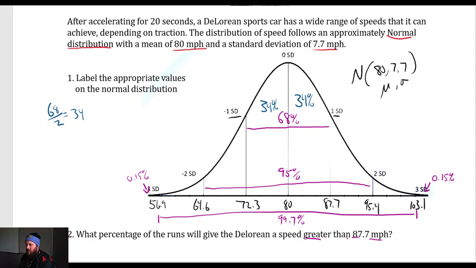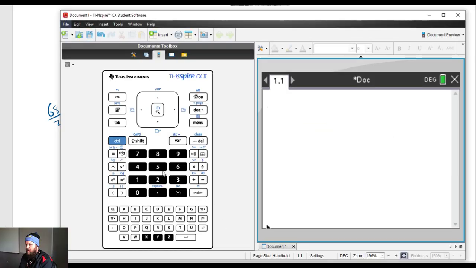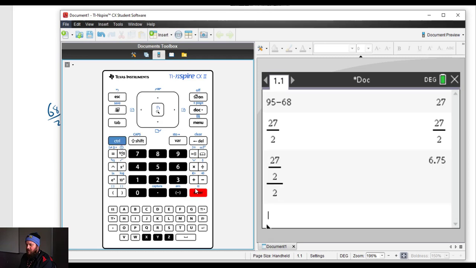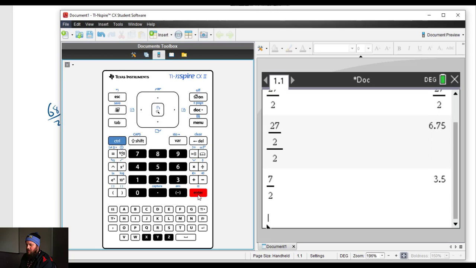So now we know we got 68, but we got to get up to 95. Well, let's do that. If we took 95 minus 68, this is 27, but that's accounting for both sides. We need to divide by 2. And that should give us, oh goodness, I hate when it does that. So 27 divided by 2, Control Enter.